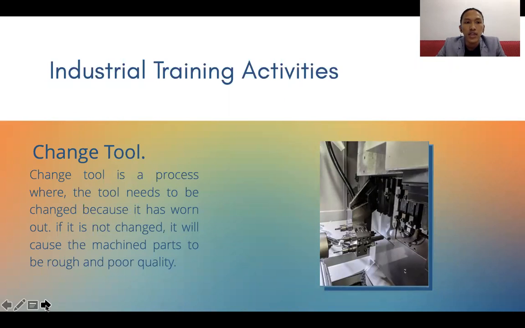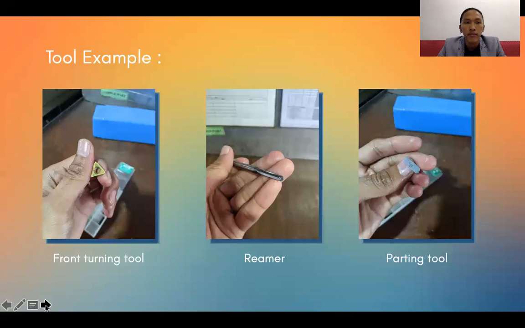Industrial training activities. Change tool. Change tool is a process where the tool needs to be changed because it has worn out. If it is not changed, it will cause the machine parts to be rough and poor quality. This is the tool example: front turning tool, reamer, and parting tool.